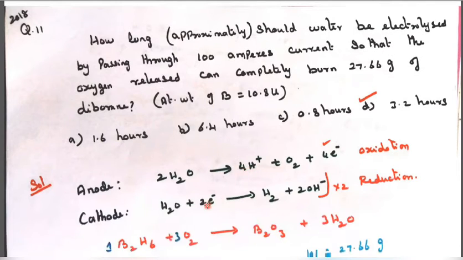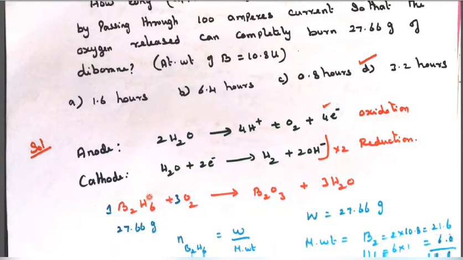At the anode, oxidation: 2H2O gives 4H+ plus O2 plus 4 electrons. At the cathode, H2O gains 2 electrons to give H2 plus 2OH-. Here, 4 electrons are involved in the oxidation reaction, so to get the same 4 electrons, multiply the whole cathode equation by 2.